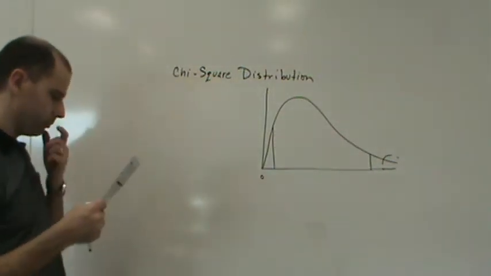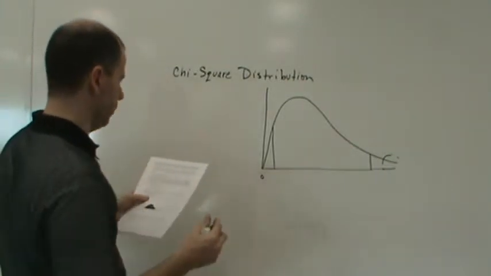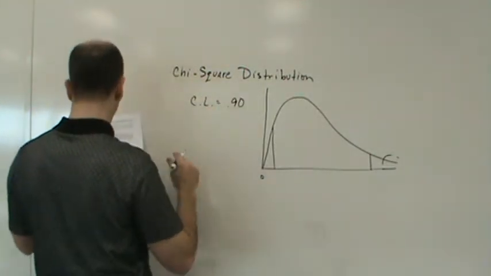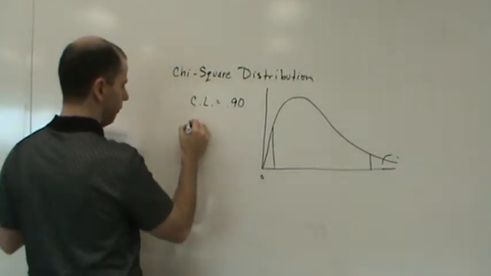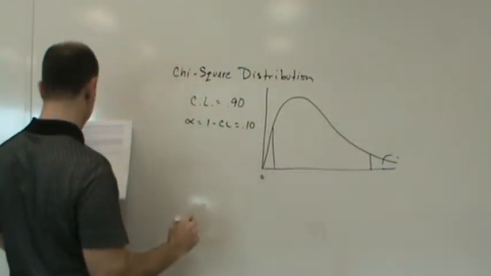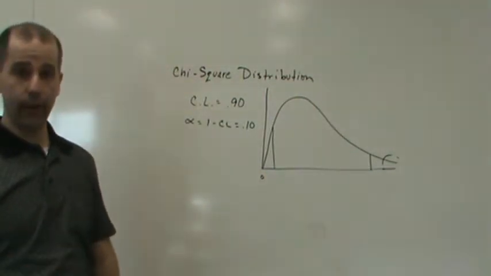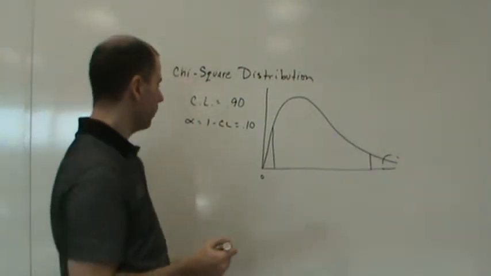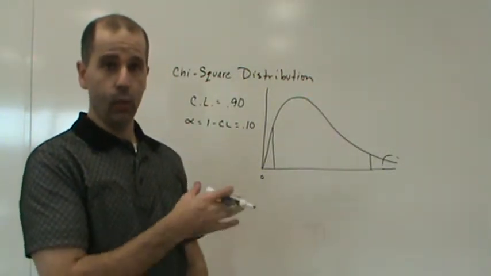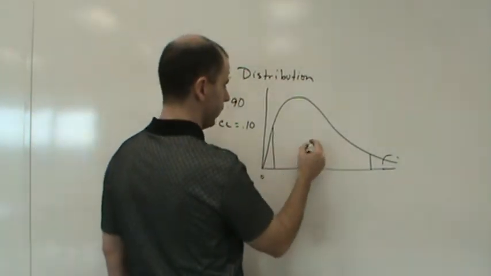So let's say we have a confidence level equal to 0.9. And therefore, alpha, which is equal to 1 minus the confidence level, is 0.10. Okay? And let's say we wanted to find the right and left critical values for a confidence interval. Well, the process is exactly the same as we did before with the other confidence levels. The confidence level is the middle area. So we know that the middle here is 0.9.